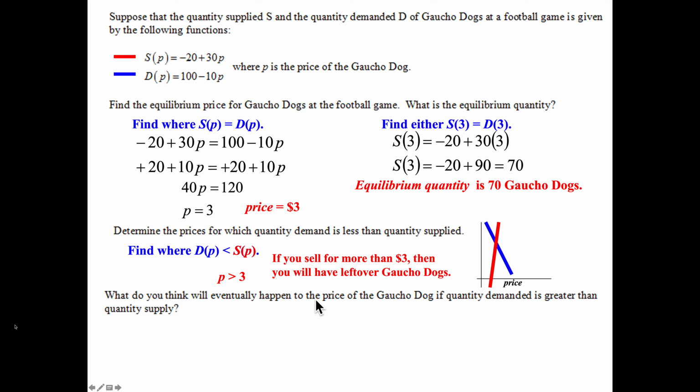What do you think will eventually happen to the price of the gaucho dog if the consumer's demand is greater than the quantity supplied? Well, when the consumer's demand goes up and the supply goes down, that means the price has to go up.